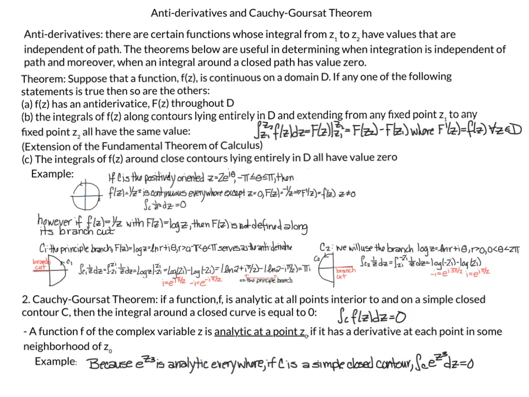So this is very similar in result to part C, in that it's about closed contours and the integral around the closed contour is equal to 0. The difference is that the conditions that need to be met for the Cauchy-Goursat theorem are a little bit different than the conditions that need to be met for this theorem. So if you can't apply this theorem, it's worth looking at the Cauchy-Goursat.